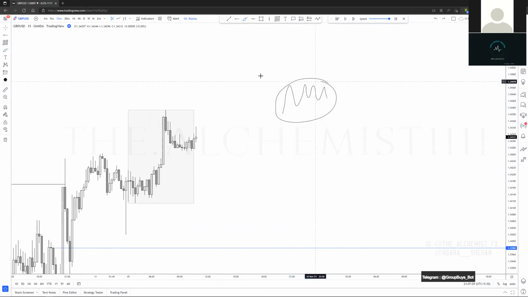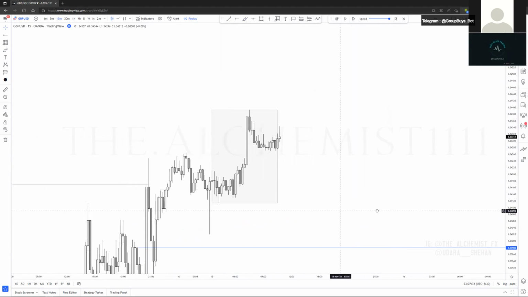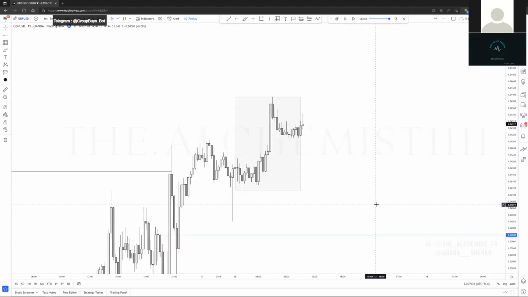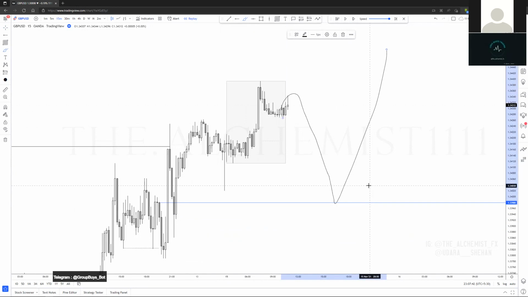We don't trade the accumulation because it is very slow. Instead we trade with the manipulation. It's not an Asian pair. So now on this day, can you expect price to directly drop into your point of interest and go up? No, because why are we not expecting that?